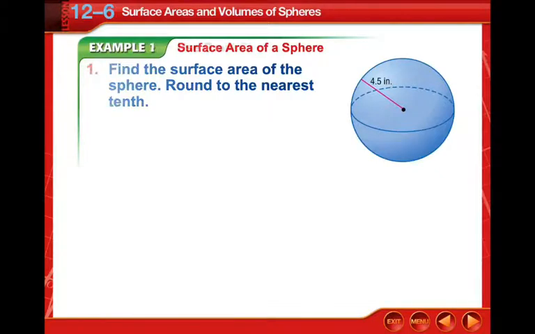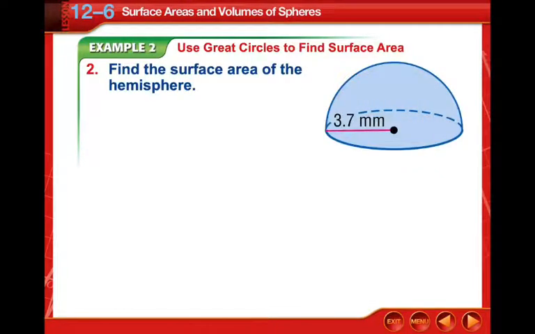Now our next one is a little bit different. Now we are given a hemisphere. So again, a hemisphere is half of a sphere, so all that means is we just have to divide our formula by 2. So our surface area of a sphere, again, is 4 pi r squared. So the surface area for a hemisphere is 4 pi r squared divided by 2. When we do that, the 4 divides by 2, we get 2 pi r squared.